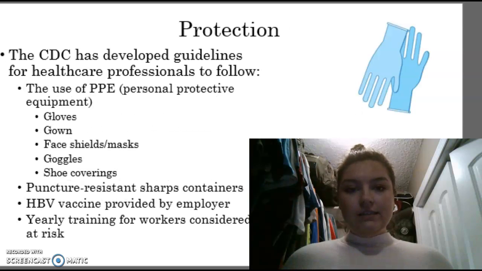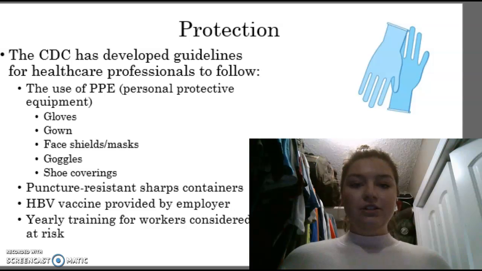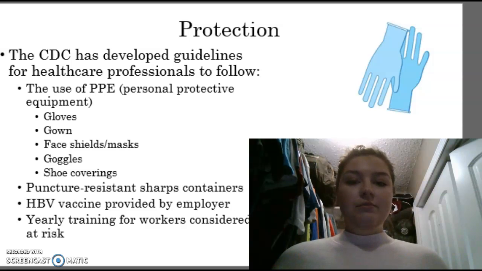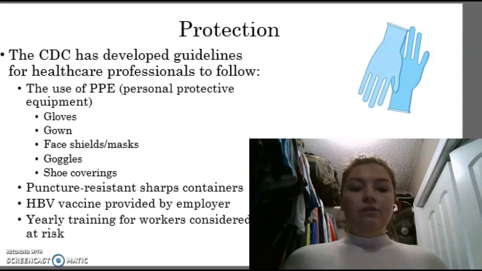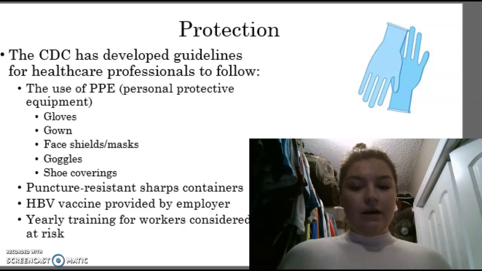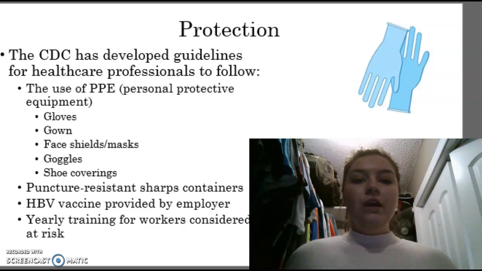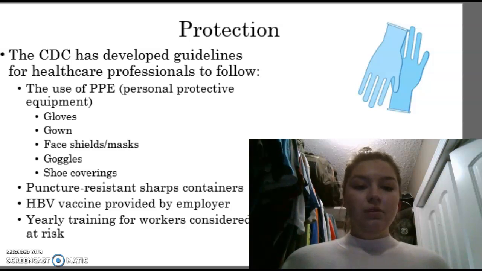Protection. The CDC has developed guidelines for healthcare professionals to follow. The use of PPE, or personal protective equipment, which includes gloves, gown, face shields or masks, goggles, and shoe coverings. Puncture-resistant sharps containers. These containers should be located closely to where sharps are being used to reduce risk. Safety devices can now be found on the actual sharps to help prevent any unwanted injuries. The guidelines also include HPV vaccination provided by employers and yearly training for workers considered at risk.